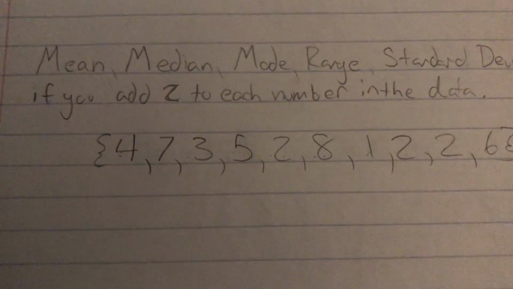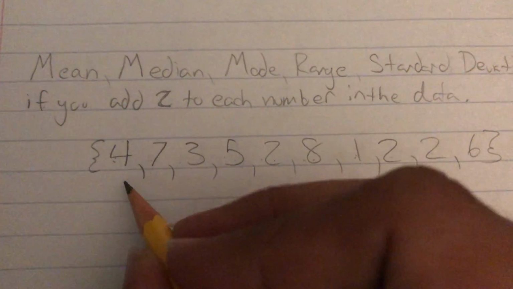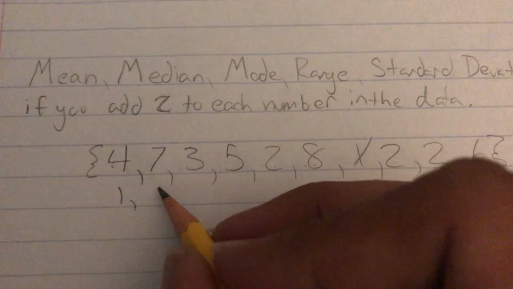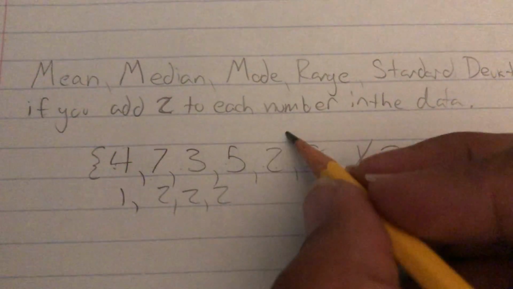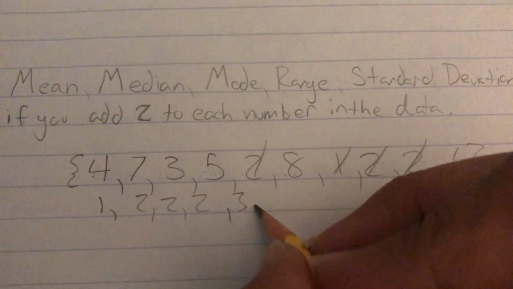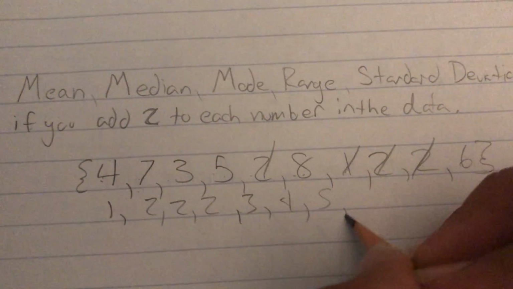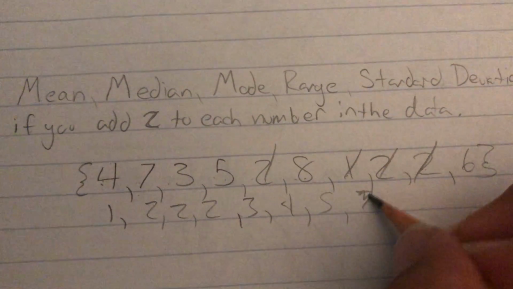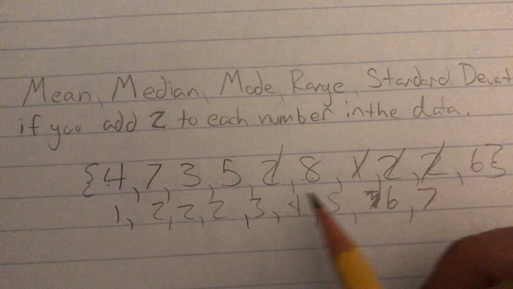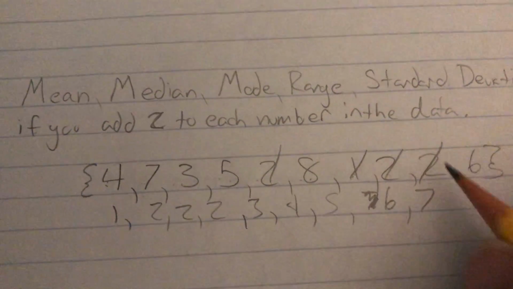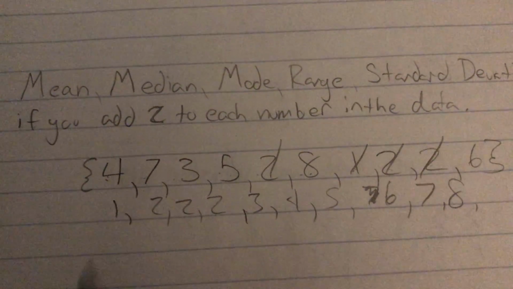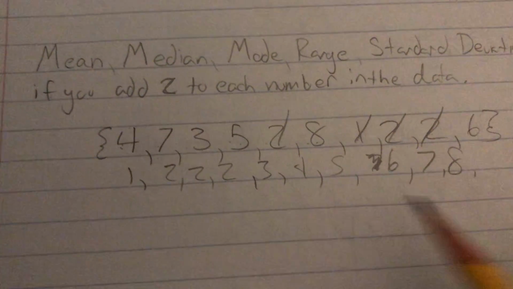So first we're going to put them in order, so the median and all that stuff is going to be pretty easy. 1, 2, 2, 2, then 3, 4, 5, 6, actually 6, and then 7. Okay, I think I got it all. Oh, and then 8. Alright, so now I have to find the mean, median, mode, and range.